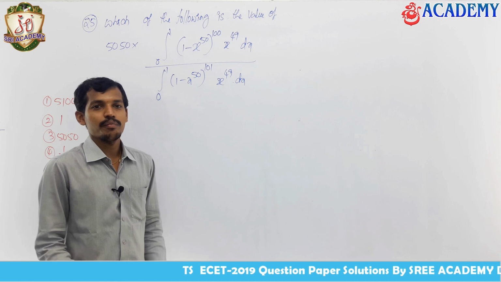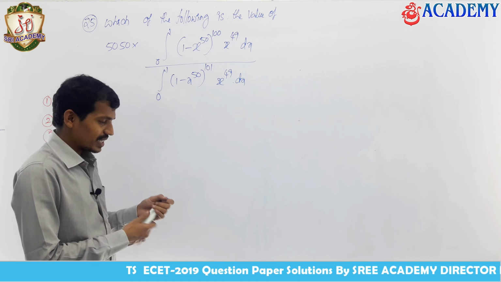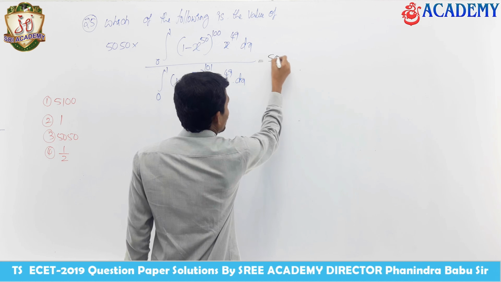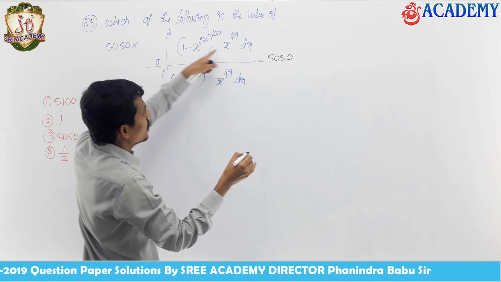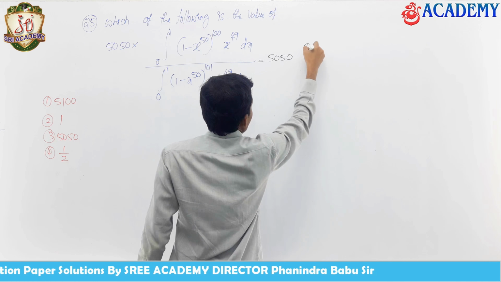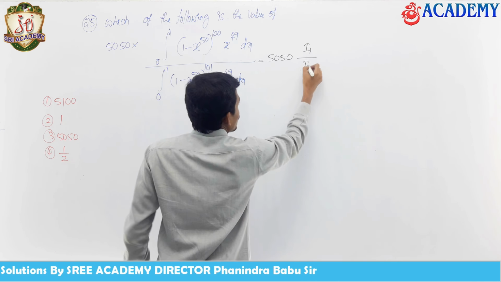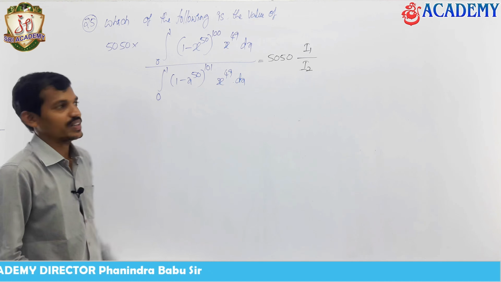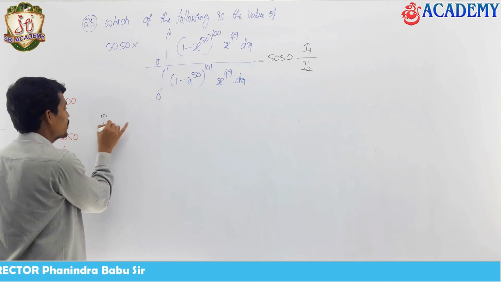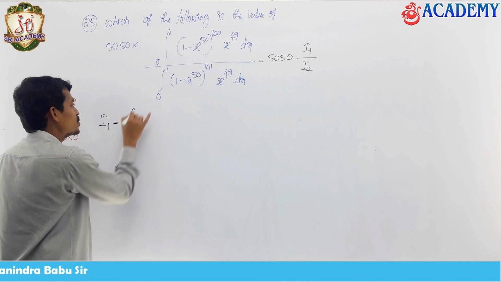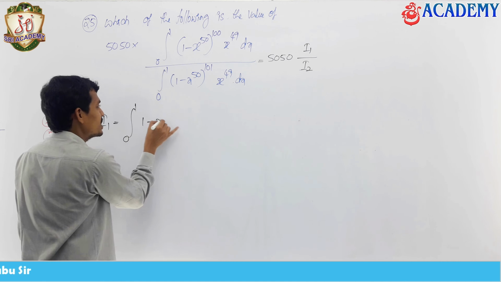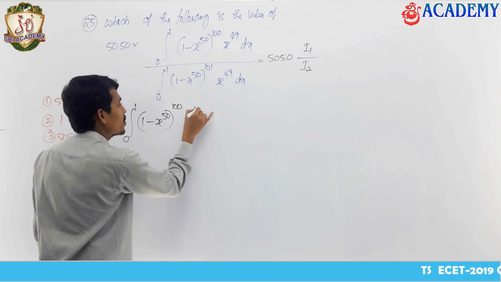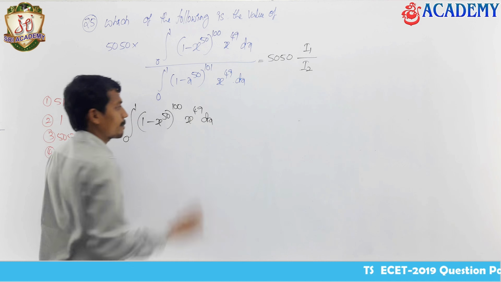Let's see this problem. I am taking this one as it's a good problem, that is 50 into 50. I am taking this total one as I1 and this as I2. First of all, I will find the integral for this one, which I am taking as I1. That is going to be the integral from 0 to 1 of (1 minus x to the power of 50) whole to the power of 100, times x to the power of 49 dx.